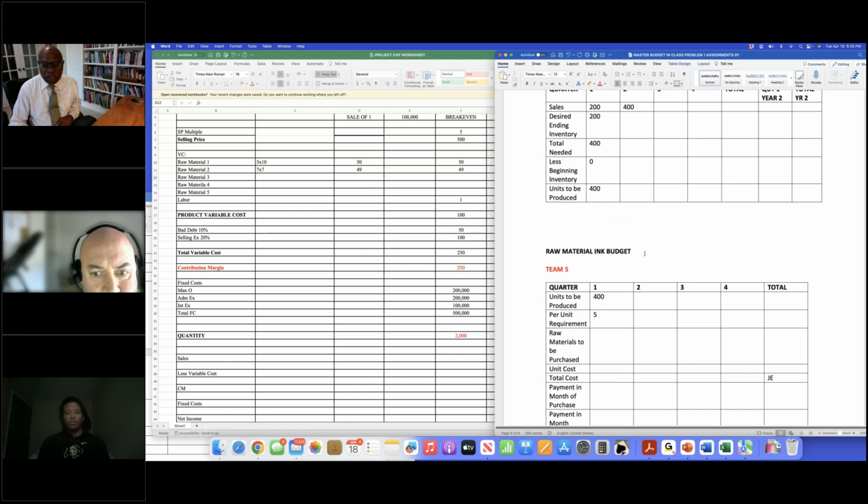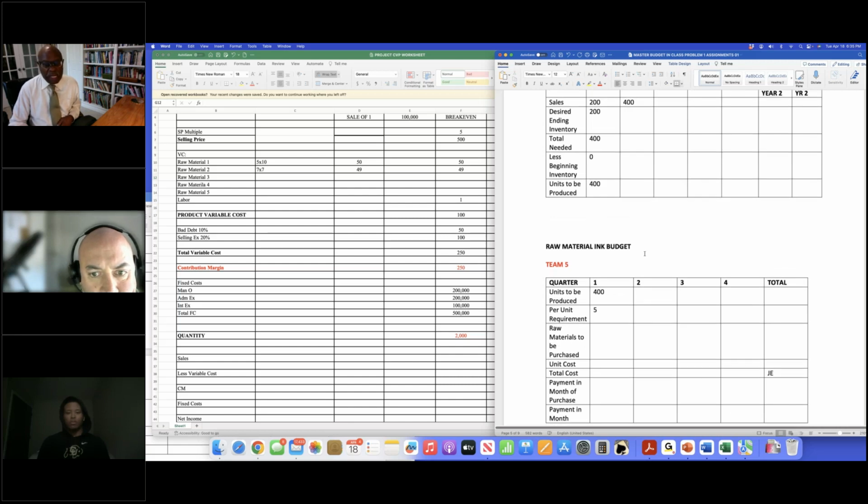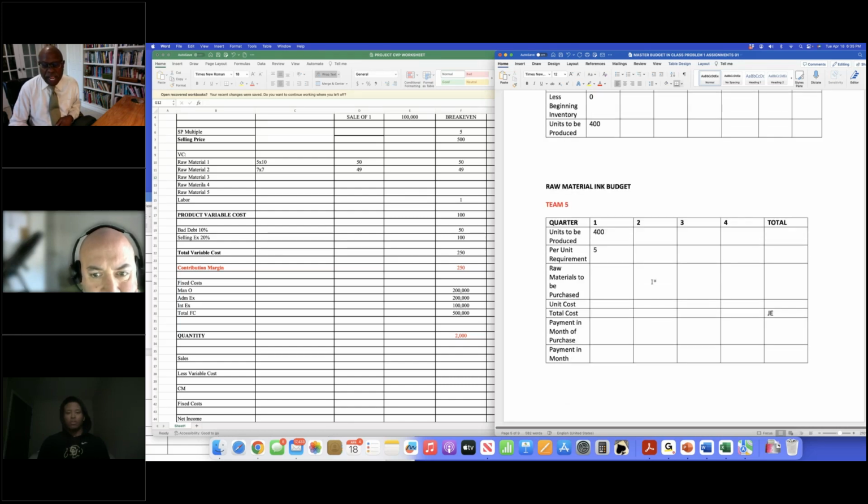Okay, let's go to the raw materials budget. And I think it said an assumption we needed 5, correct? We need 5 ink cartridges. So if we're making 400, how many ink cartridges will we need? 2,000. So now hopefully you're seeing why you have to be focused on those numbers on the sheet so you can put that in.